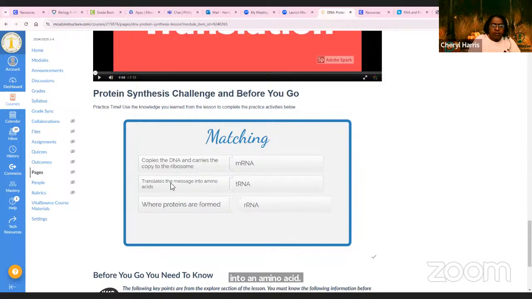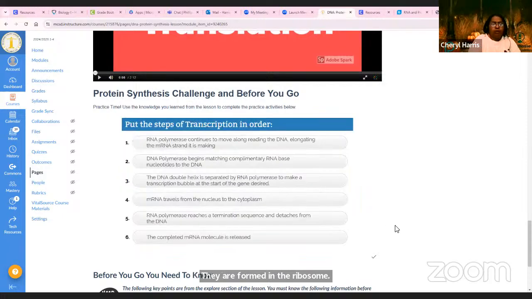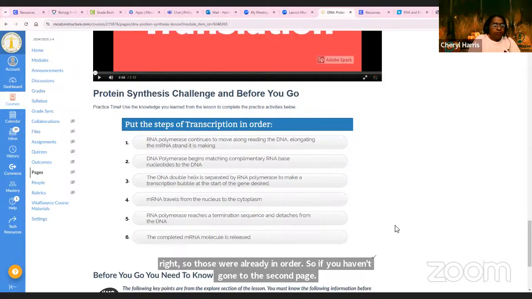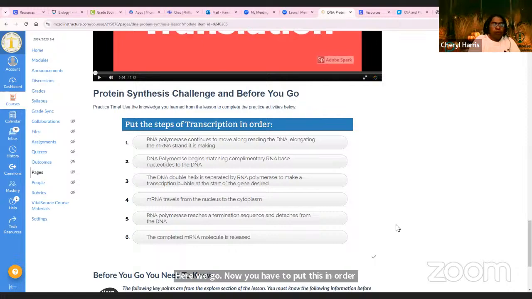As the amino acids are attached to a transfer RNA, and where the proteins are formed, they are formed in the ribosome. Okay. All right, so those were already in order. So if you haven't gone to the second page, here we go. Now you have to put this in order. So hopefully you did that.